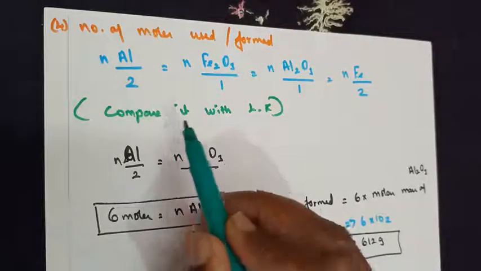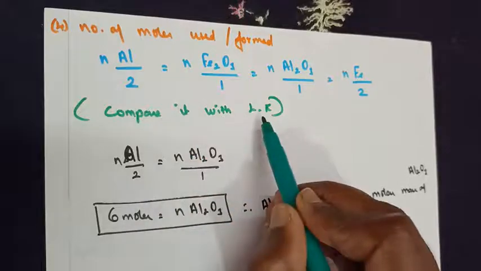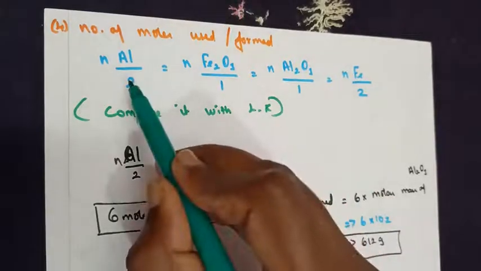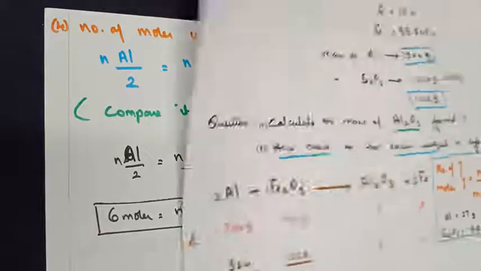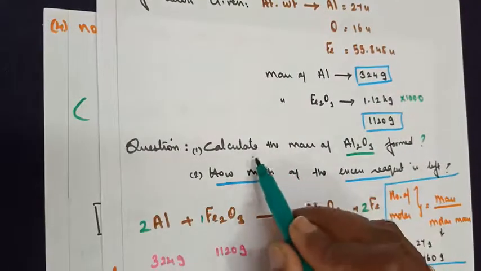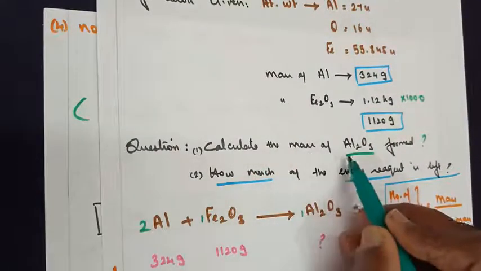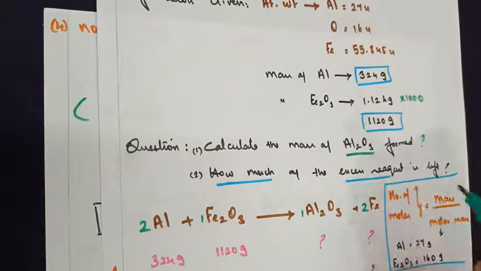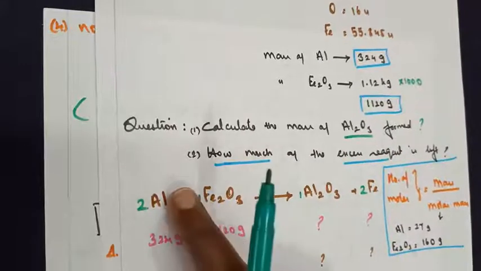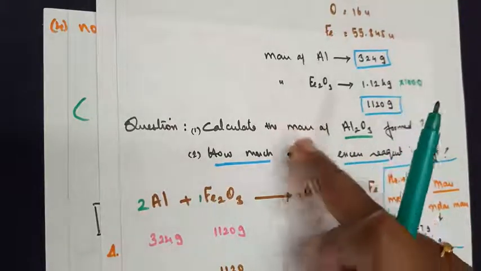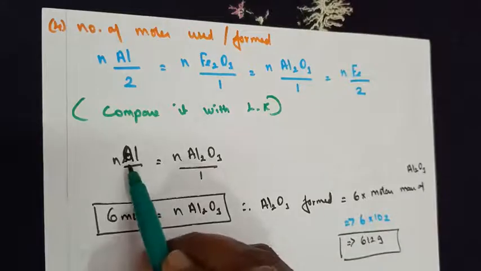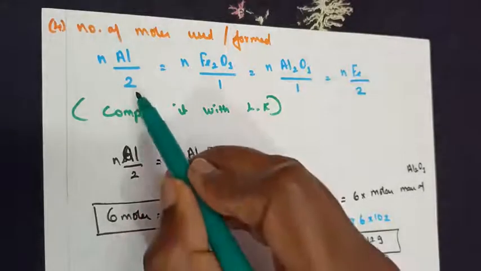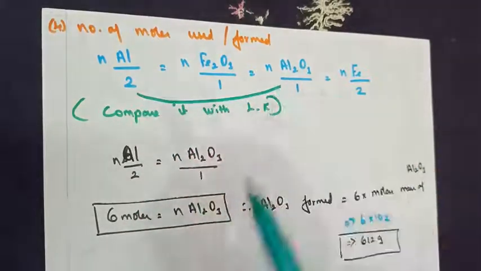And one more clue I gave you: compare it with the limiting reagent. So, what are the two questions given to you in this step? One is to find the mass formed in terms of Al2O3. The other one is the excess reagent. In the previous question I showed you everything, but here only two were given, so let's stop with that if you understand the concept.